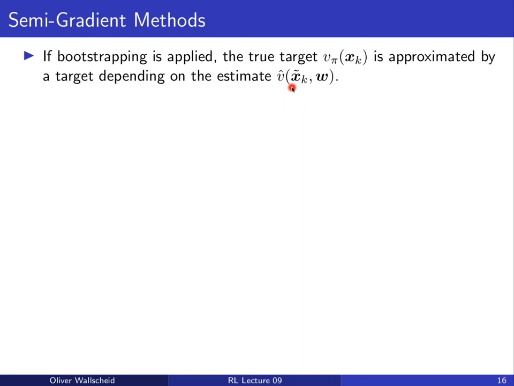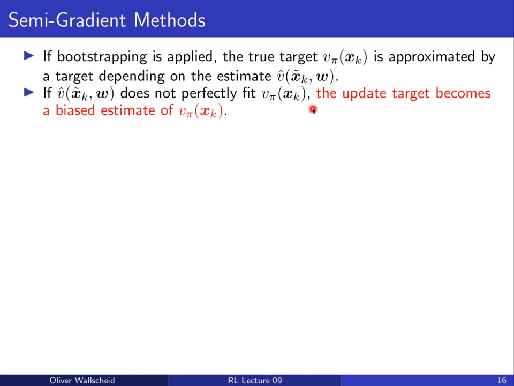So this is critical, something we have to take into account. Moreover, if V hat is not perfectly fitting V pi, as we have discussed already, this is a potential challenge of using function approximation in the reinforcement learning context. Then this estimate of our true target, which is not available as an IID static data stream as in supervised learning, but which we have to estimate by ourselves in reinforcement learning, also becomes biased, which will really affect our overall prediction quality.